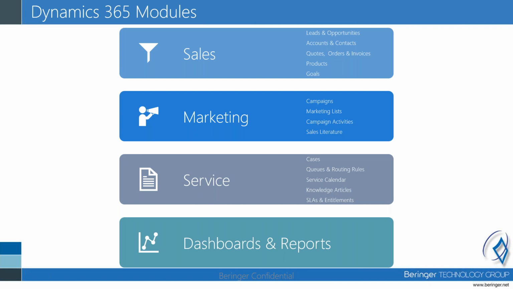The first is sales, which includes our leads and opportunities, accounts and contacts, quotes, orders and invoices, products, and goals. The next is marketing, where we manage our campaigns, marketing lists, campaign activities, and sales literature. The third module is all about service, and this is where we manage our cases, our queues and routing rules, our service calendar, knowledge articles, SLAs, and entitlements. And the fourth area, which spans the entire platform, is made up of dashboards and reports.